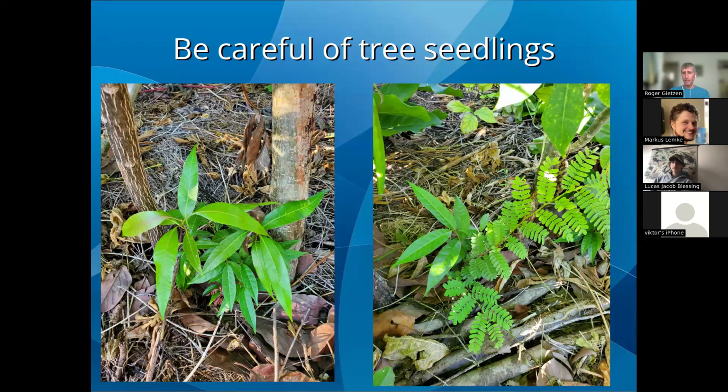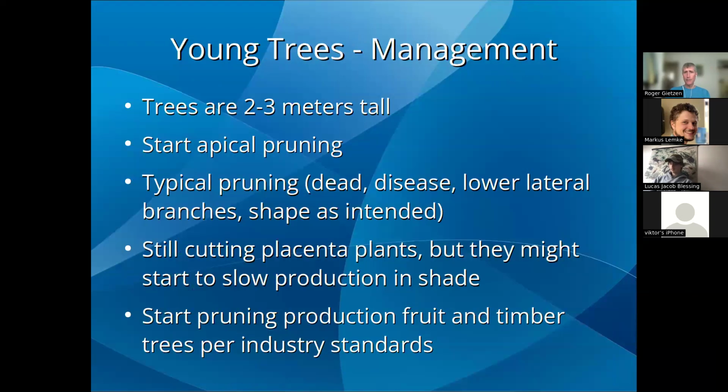So the next mid phase of management would be when the trees are young trees. When this is will depend on your climate and other factors. But typically when the trees are getting 2 to 3 meters tall, we can start really with apical pruning. We're also removing some of the lateral branches on these trees. We've actually been doing that all along. And so this phase is when we're starting to get some of our organic material, mulch material from the trees.